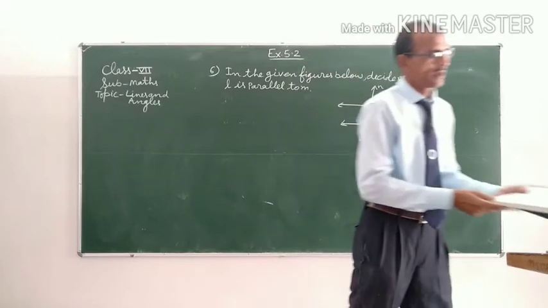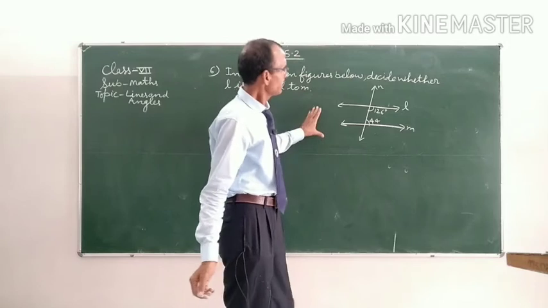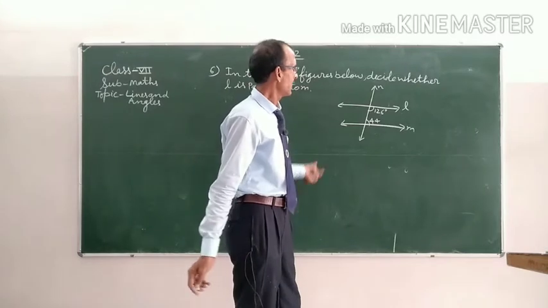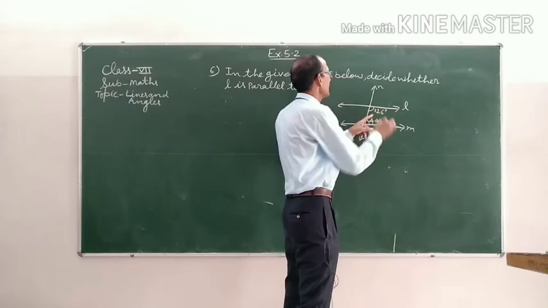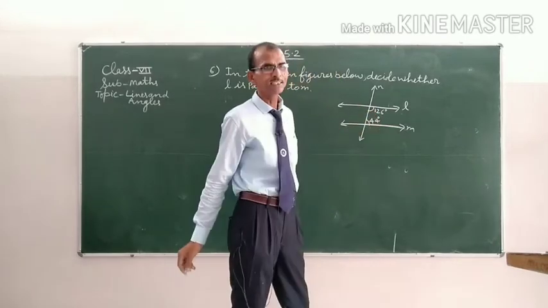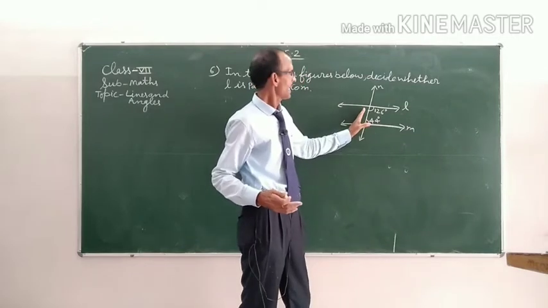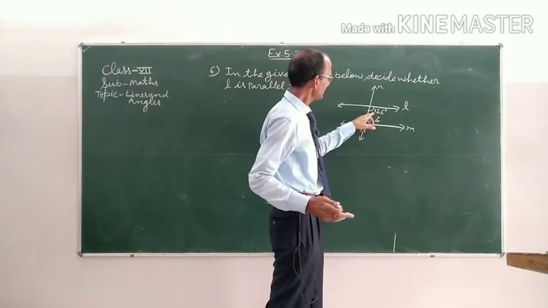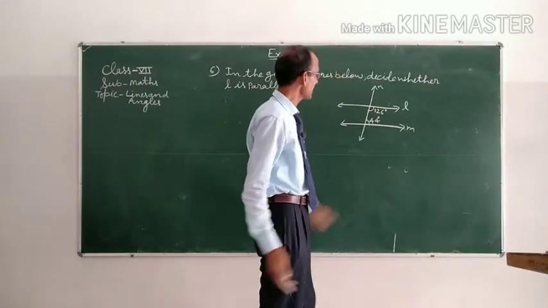To be parallel two lines, here L and M are cut by a transversal N and we are given this angle 126 degree and this angle 44 degree. Which types of angles are these? These are the interior angles at the same side of transversal. This is transversal and this angle and this angle are interior angles at the same side of transversal.